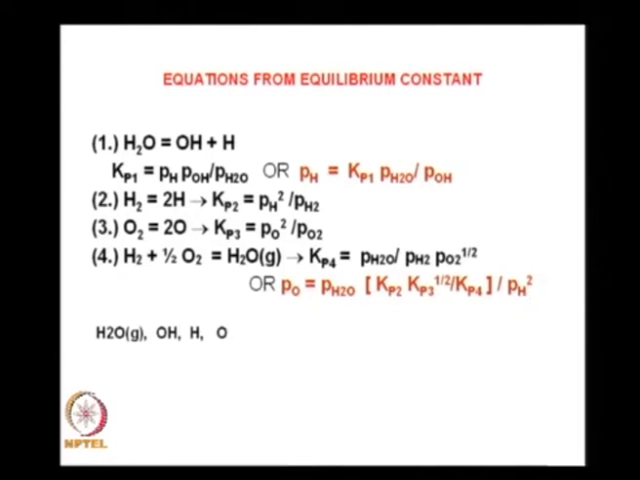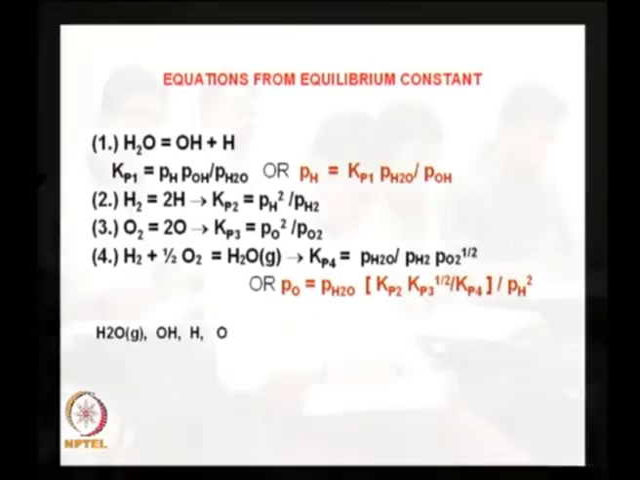Now what is it I have done? Let's again take stock of why we are doing all this. What is it we said? In the products we have H2O, OH, H and O. That means we have 4 species, and now out of these 4 species what is it we have done? We have expressed PO in terms of pH and pH2O, and also pH in terms of H2O and OH. In other words, I take the partial pressures of 2 species and express them in terms of the partial pressures of 2 other species.